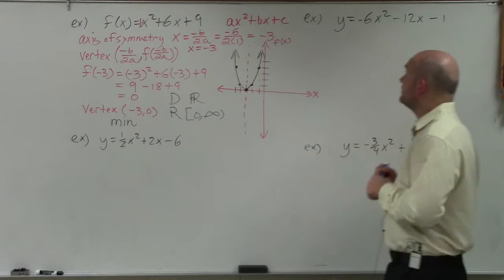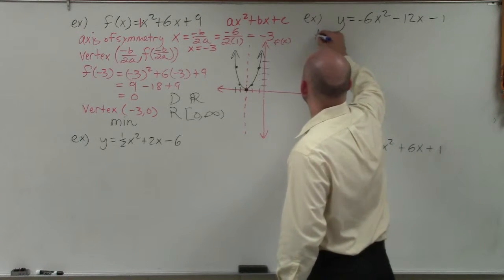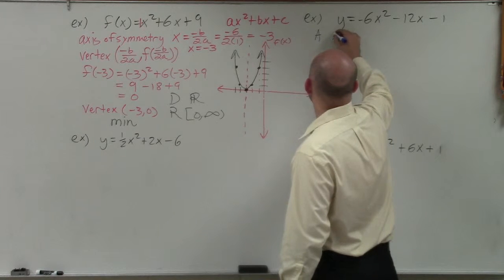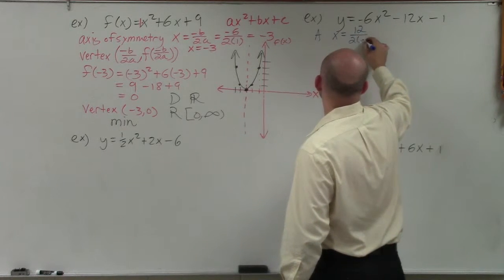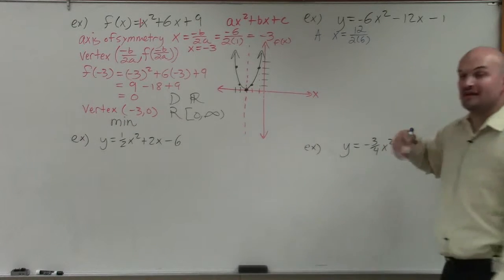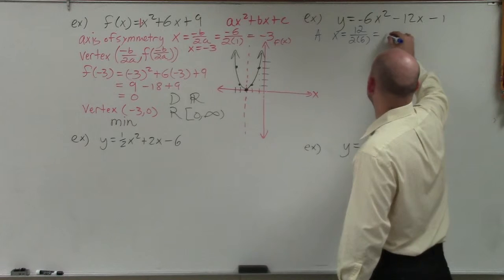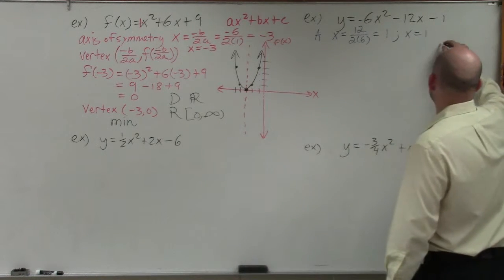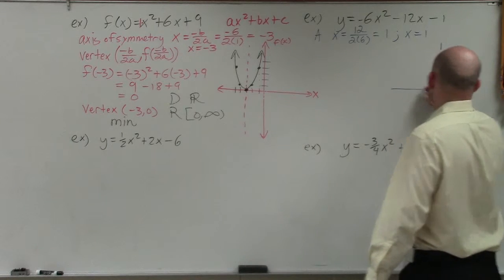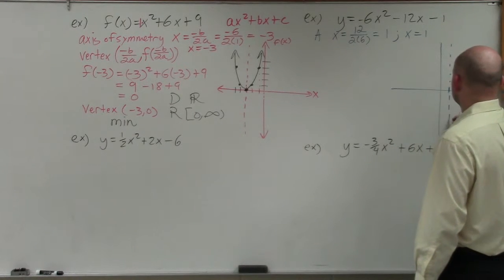On this next example here, basically to find the axis of symmetry, I'm just going to use a big capital A. I'm going to have x, again, equals opposite of b, which is positive 12, over 2 times 6, right, because it's opposite of b. So in this case, I'm going to have my axis of symmetry is 1. So x equals 1. So go ahead and graph that. I'm going to go over to 1, and I'm going to draw a nice little dotted line.